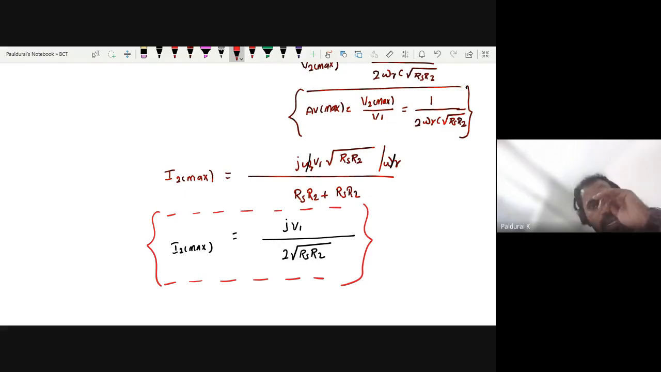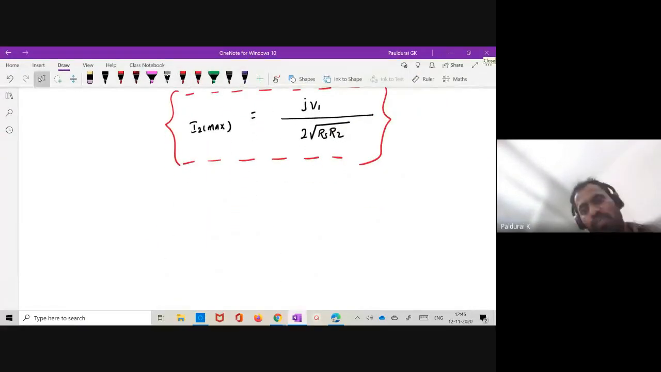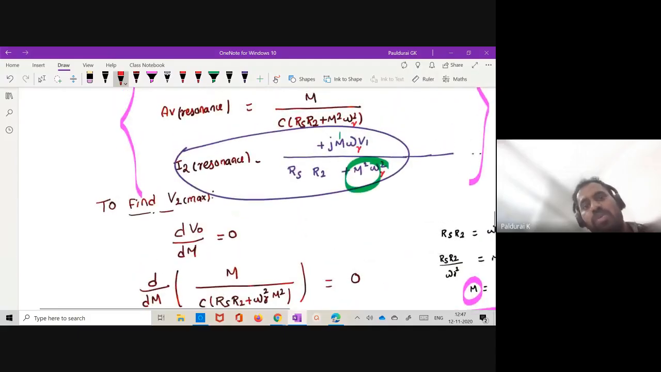Have I sent the material for coupled coils? Yes or no, at least? Otherwise I will send the material. In that I have given one problem. You want to find the resonance frequency. They will give the circuit, and you want to find the resonance frequency, the output voltage at resonance, and the maximum output voltage, so V out max. I have given all the formulas. So this is about the tuned circuit.